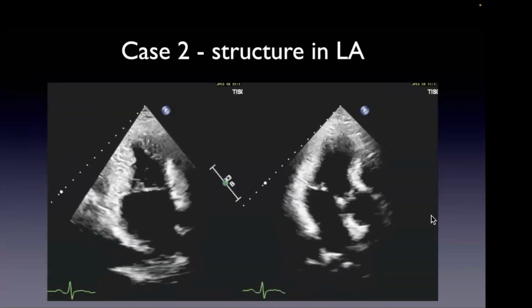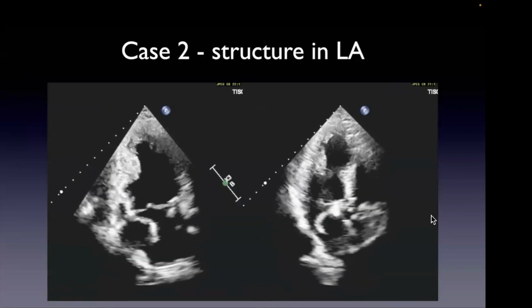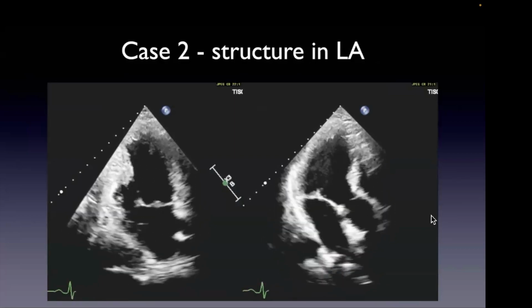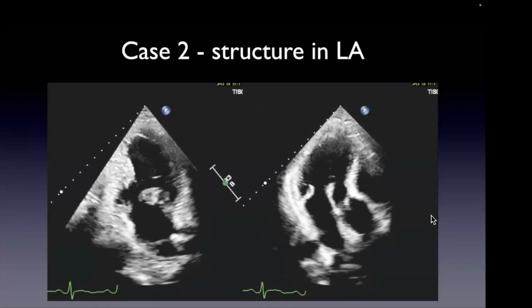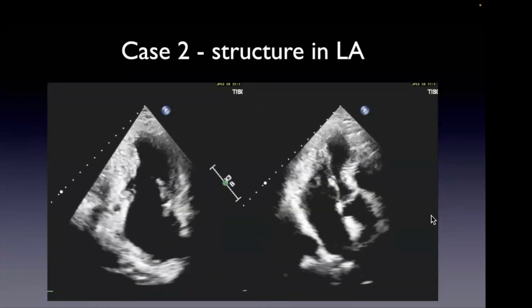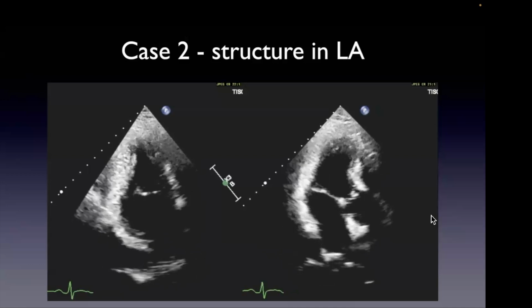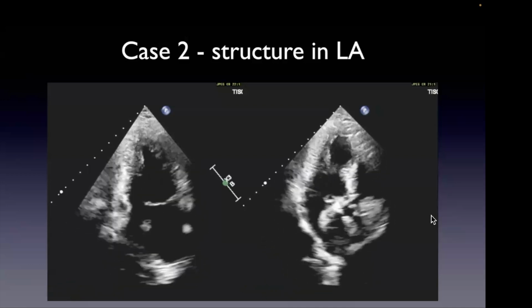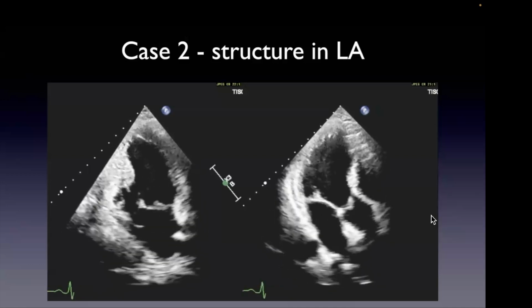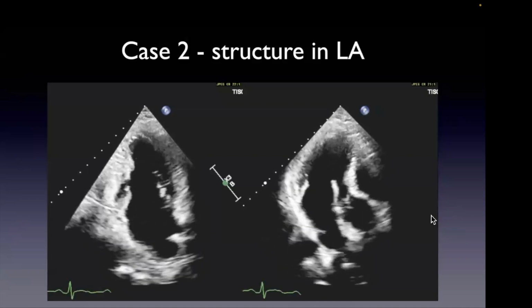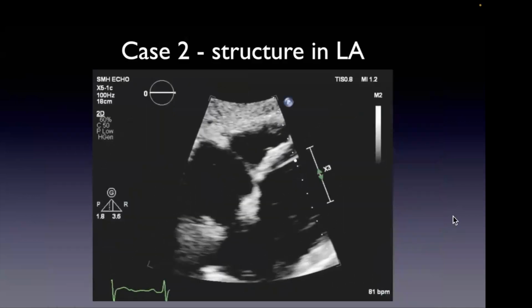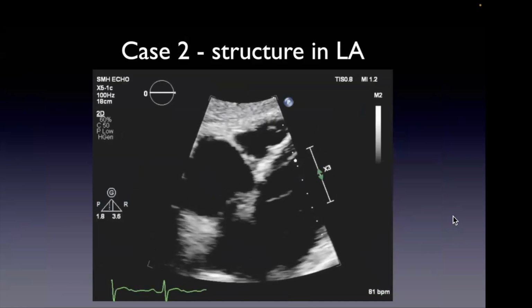Next, case number 2. So apical 2 on the left, apical 3 on the right, something in the left atrium. What is it? Looks like an aneurysm, interatrial. Yeah, so this is an atrial septal aneurysm. We're just seeing it off axis on these views. And then this is quite mobile, back and forth.